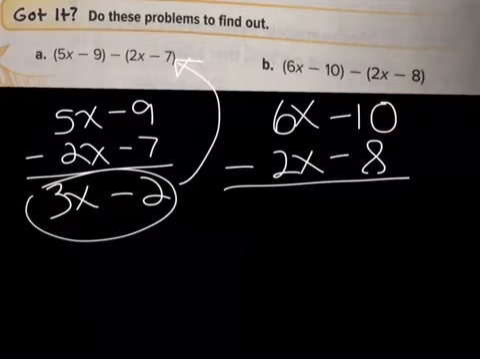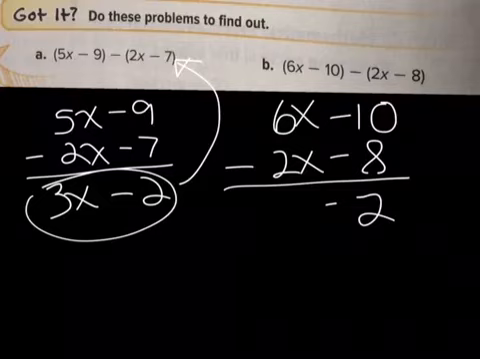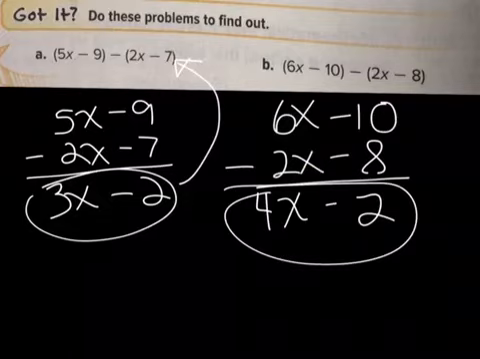Next. Okay, I have 10 minus 8. Now remember, it's negative 10 minus negative 8. So it's like negative 10 plus 8. Or you can just simply ignore all of this, right? And just say, what is the difference between 10 and 8? And you know that it's 2, and bring down the negative sign. You could also do it like that. And now I have 6x minus 2x equals 4x. And there you go, that goes right there.